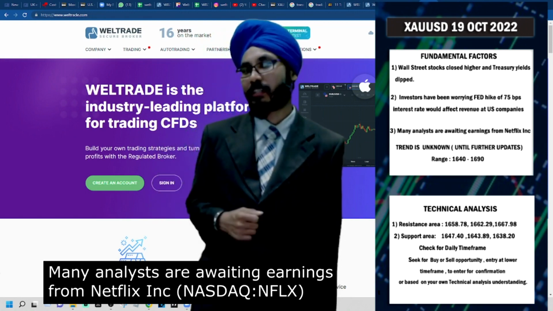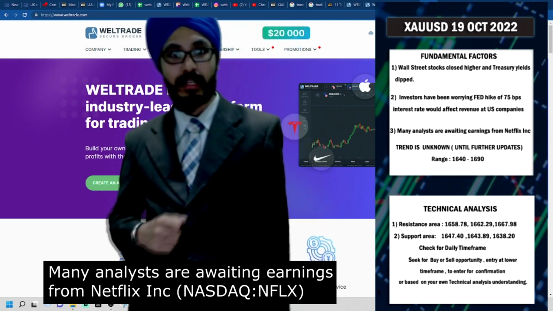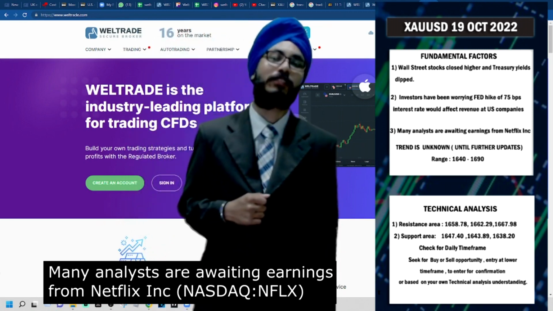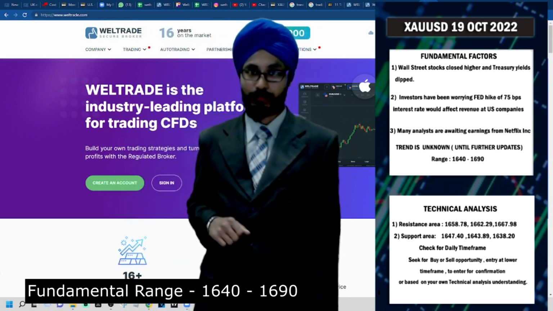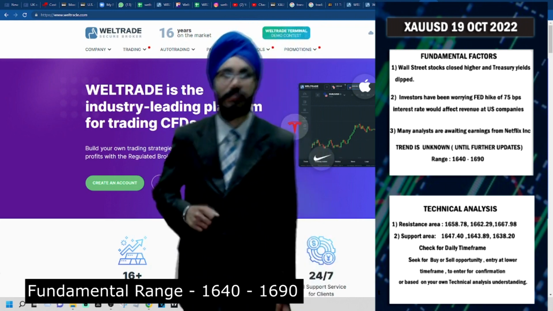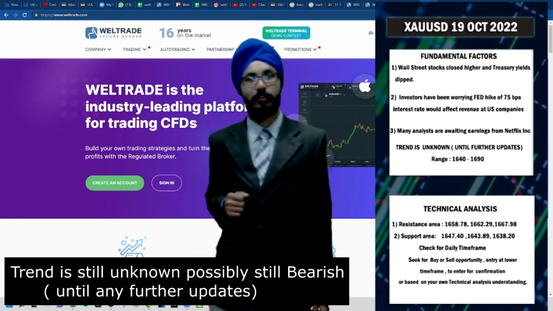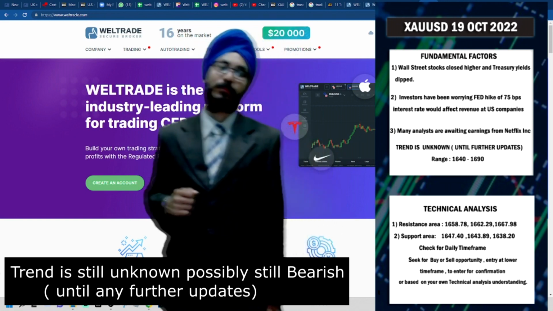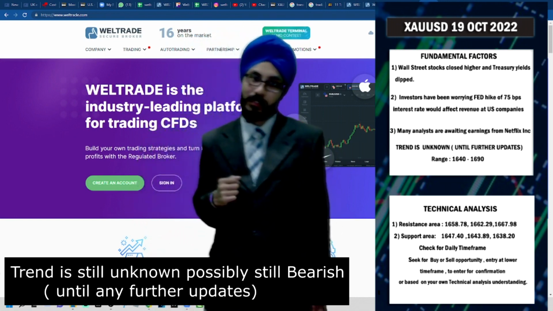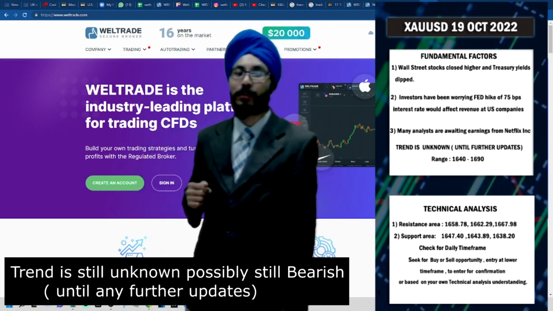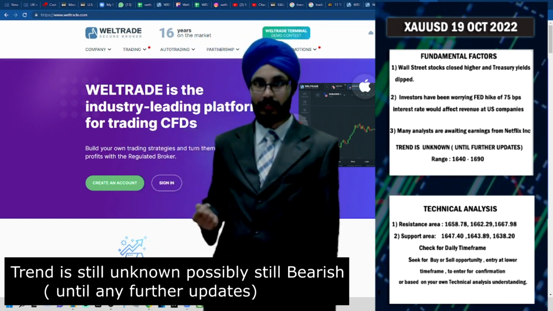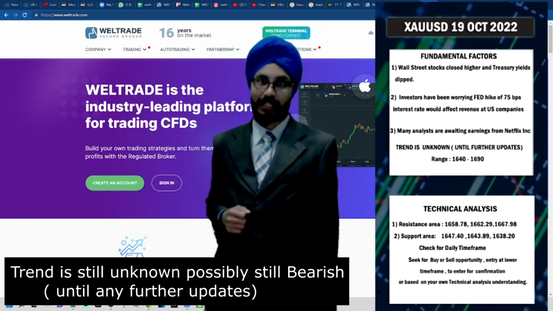The fundamental range that we are looking at is between 1640 to 1690. The trend is likely to be unknown for now, as there is no specific direction to where it is heading. It is possibly still bearish, however we still have to look at other coincident news that we will be getting by today.